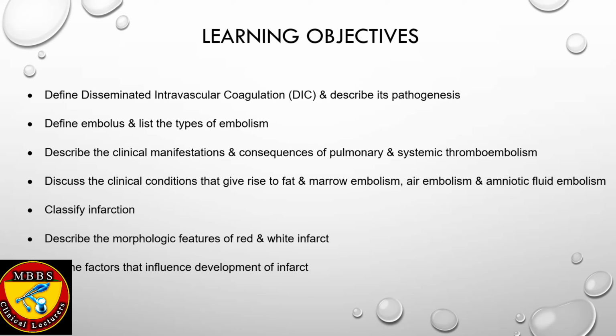Discuss the clinical conditions that give rise to fat and marrow embolism, air embolism, and amniotic fluid embolism. Classify infarction. Describe the morphologic features of red and white infarct. And last, to list the factors that influence the development of an infarct.